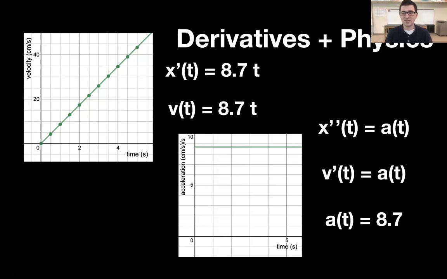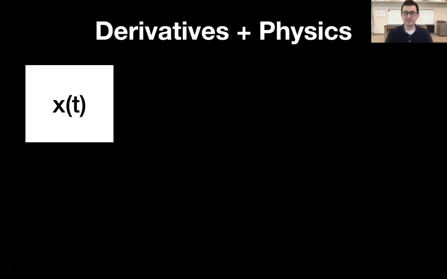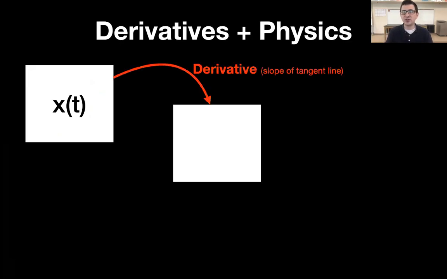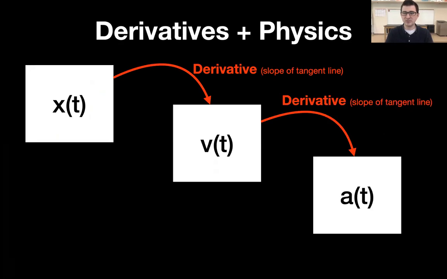So let me just show this to you a little bit more visually. If we start with the position versus time graph, and then we look at all the tangent slopes, and we try to find a function that tells us the meaning of all the tangent slopes, that's called taking the derivative. And we know that the slope of a position versus time graph is velocity. So by taking the derivative of the position versus time graph, we get the velocity versus time function. Likewise, we know the slope of the velocity versus time function gives us the acceleration. So by taking the derivative of the velocity versus time function, we get the acceleration versus time function.